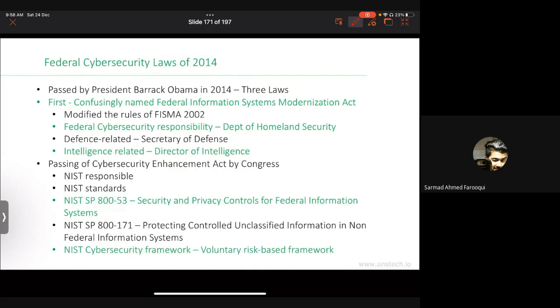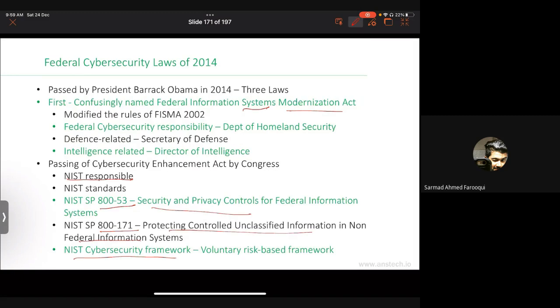Then came the Federal Cybersecurity laws of 2014. That was also somehow named FISMA, but it was the Systems Modernization Act. It was passed by Congress, and it had three major things. First, NIST will be responsible for giving the standards, and NIST issued three standards: NIST 800-53 for security and privacy controls, 800-171 for protecting unclassified information on non-federal systems, and the NIST Cybersecurity Framework. So this law covered the federal systems. This was passed under Barack Obama. I have not seen it being discussed anywhere. Generally FISMA is discussed.